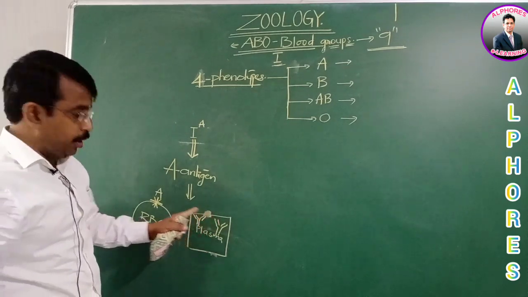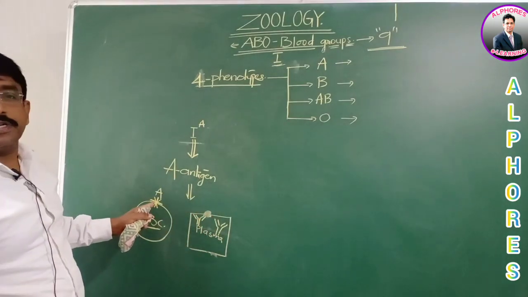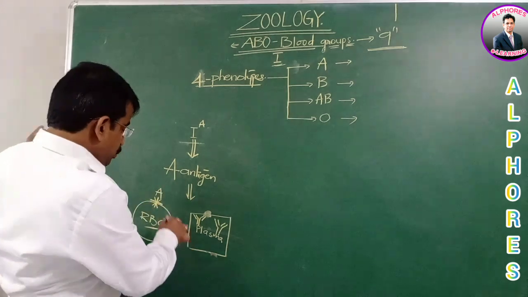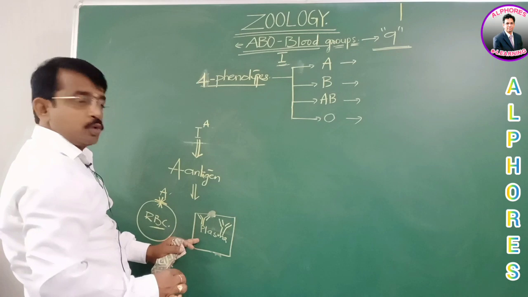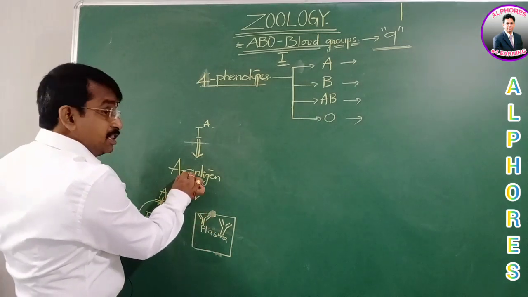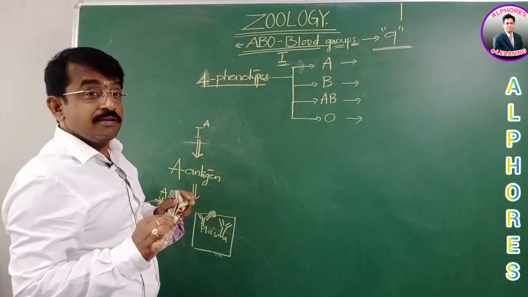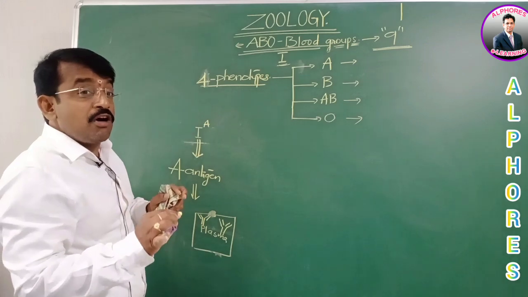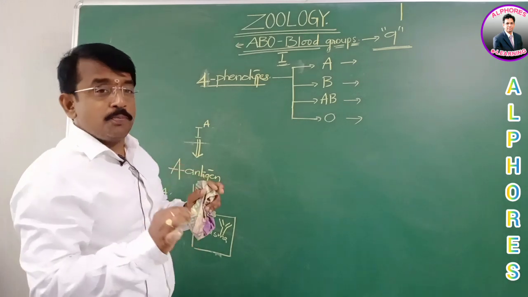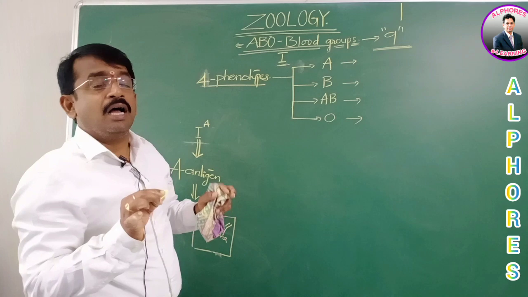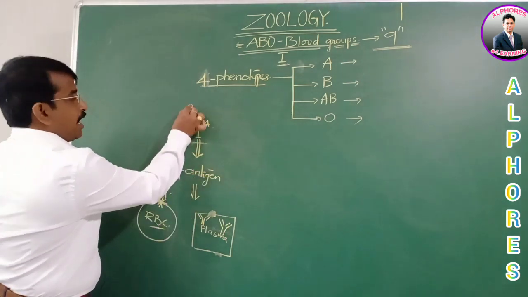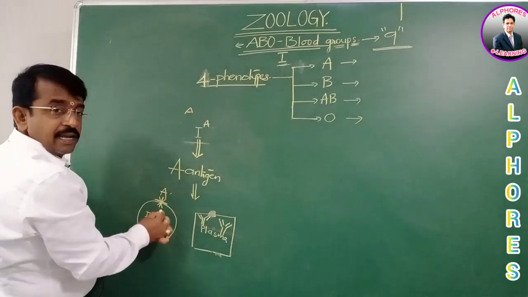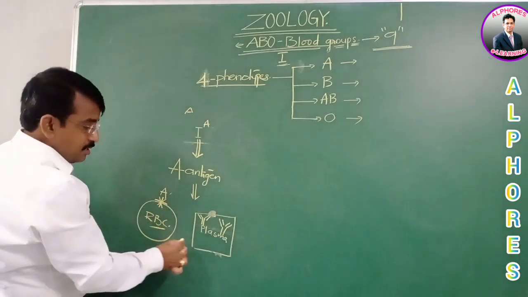This is antibody and this is the antigen. So A blood group is with A antigen on its RBC, whereas B blood group is with the B antigen on its RBC. So determination of blood group typing can be based on the antigen that it possesses. So A blood group is with A antigen on its RBC.